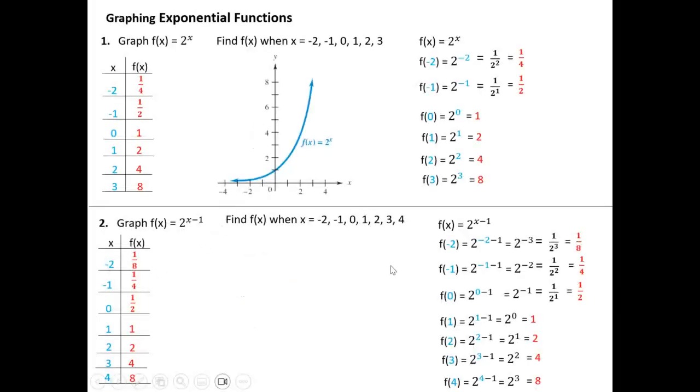I didn't graph this graph here, guys, but this is a horizontal shift. If we notice, all the x values move 1 unit to the right. So this graph shifts to the right 1 unit.